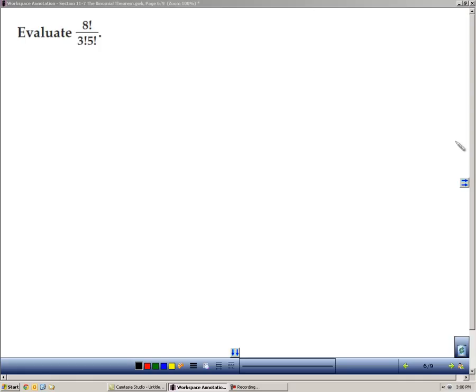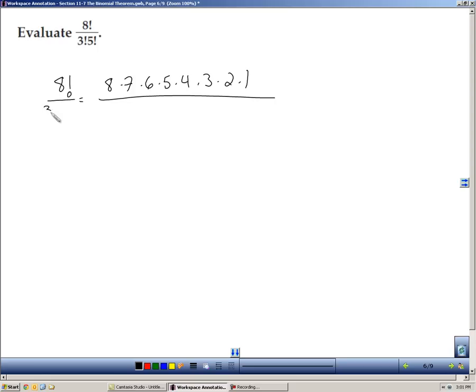So here's an example using factorials that we're asked to evaluate. 8 factorial divided by 3 factorial times 5 factorial. Let's see what that looks like. 8 factorial is 8 times 7 times 6 times 5 times 4 times 3 times 2 times 1. That's what 8 factorial is. And then 3 factorial and 5 factorial, I'll write those out. 3 times 2 times 1, and then 5 times 4 times 3 times 2 times 1.